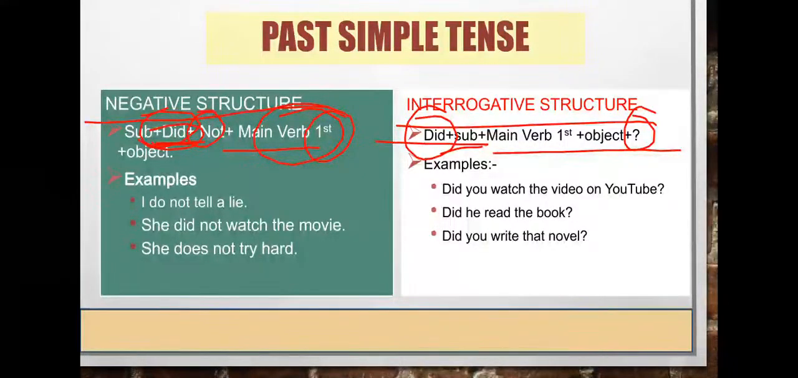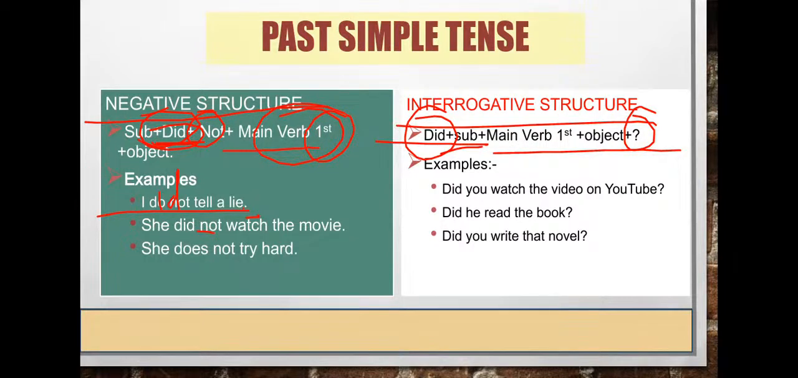Now let's take some examples of negative sentence structure. The first one is I do not tell a lie. I do not tell a lie, full stop. This is a negative sentence. There was some writing mistake, sorry for that. She didn't tell a lie.